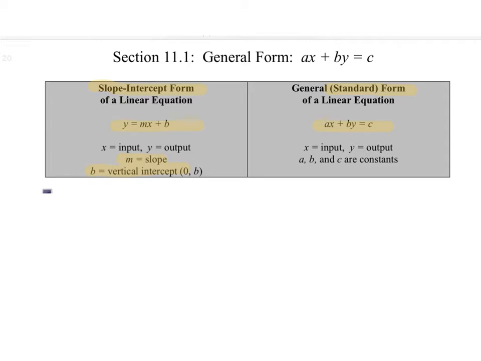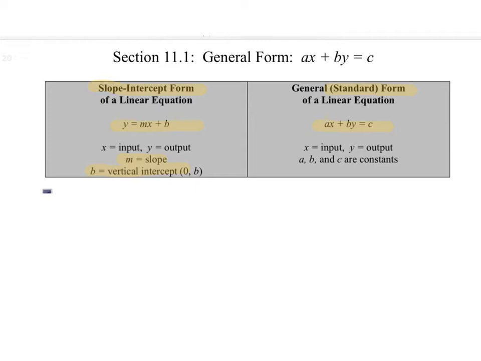In slope-intercept form, the m and the b actually represent things that are important to us in the function. In standard form, the a, the b, and the c are just constants. They don't have any real meaning for us as far as what the graph is going to look like. If we were going to graph the equation, we would want it in slope-intercept form, because that form tells me where it crosses the y-axis, that intercept, and it tells me how much it's growing by every time.